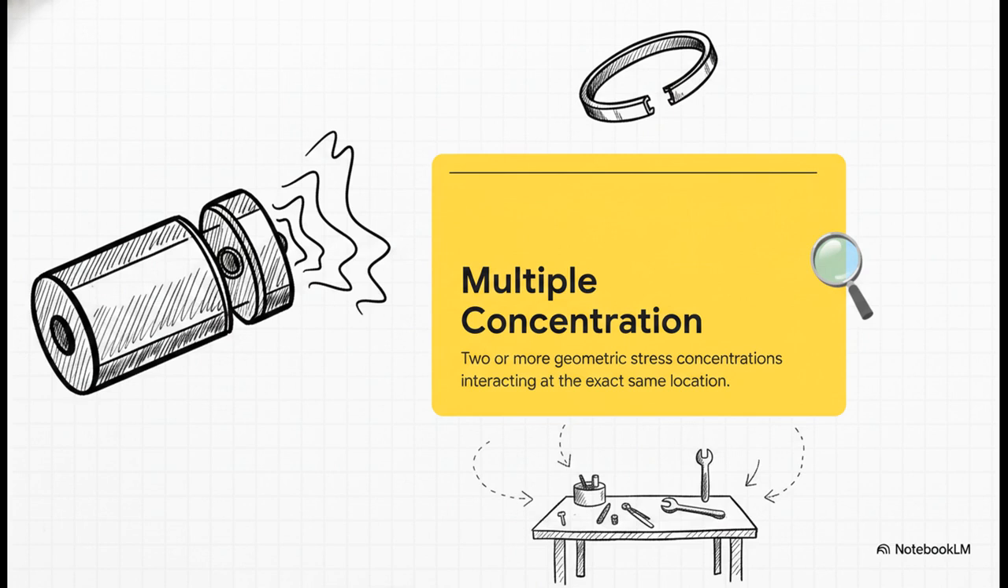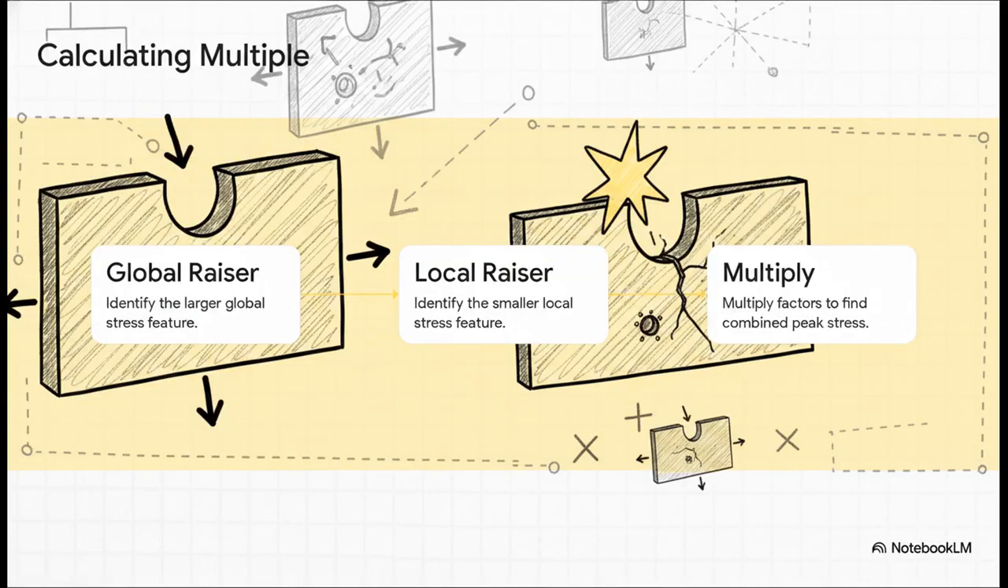And trust me, this happens all the time on the workbench. Just picture a small radial oil hole drilled right through the bottom of a snap ring groove on a spinning transmission shaft. You've got a groove and you've got a hole. So how exactly do we solve this? Step 1, you identify the global stress raiser. That's the larger feature. Step 2, identify the local stress raiser, the smaller feature. Step 3, if the geometrical dimension of one stress raiser is much smaller than the other, the local stress is approximately the product of both individual factors.